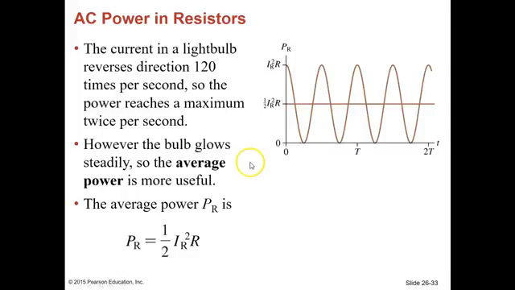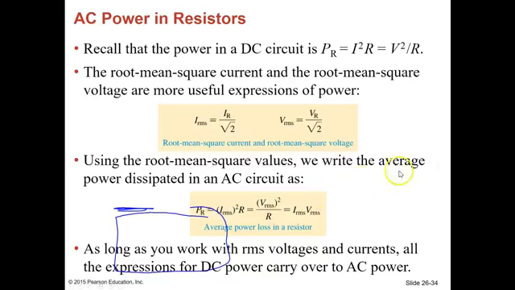However, that bulb does glow steadily, so the average power is a little bit more useful whenever we're thinking about one of these light bulbs. So the average power is going to be equal to 1/2 of I squared R. So this is a little bit different. This is average power instead of just regular power. All we're doing is halving this so that we get the average. And that's AC power and resistors.